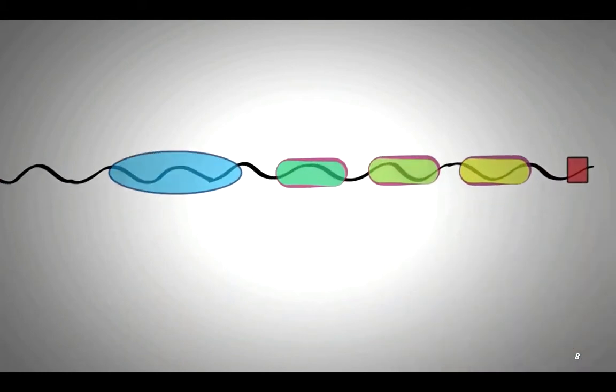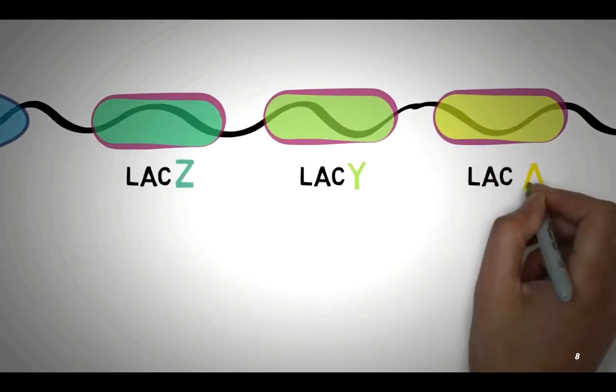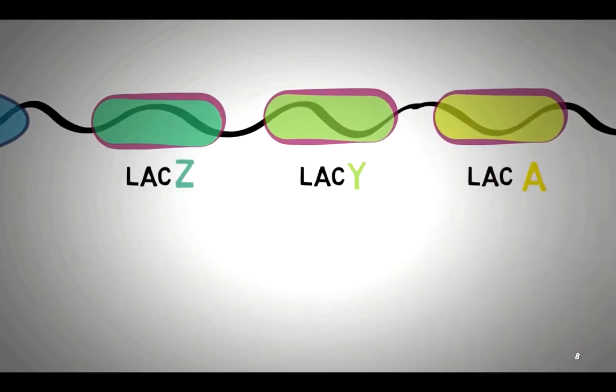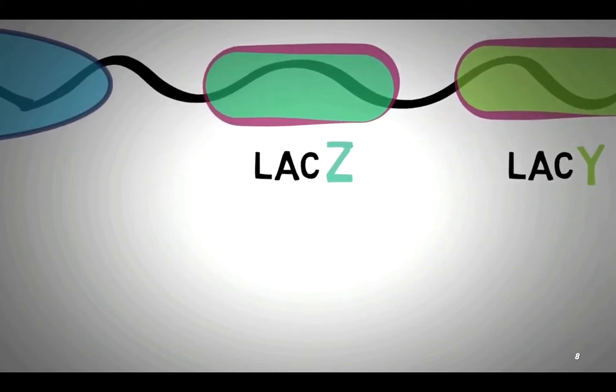There are three important structural genes in the Lac Operon that are known as LAC-Z, LAC-Y, and LAC-A. LAC stands for lactose, the sugar for which these genes make the enzymes for, and Z, Y, A are arbitrary alphabets used to denote the names of these genes. The gene LAC-Z codes for the enzyme beta-galactosidase.